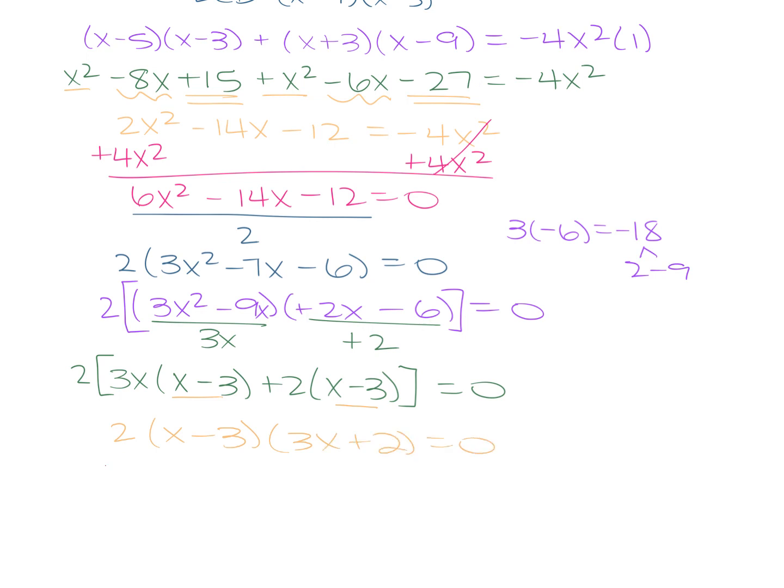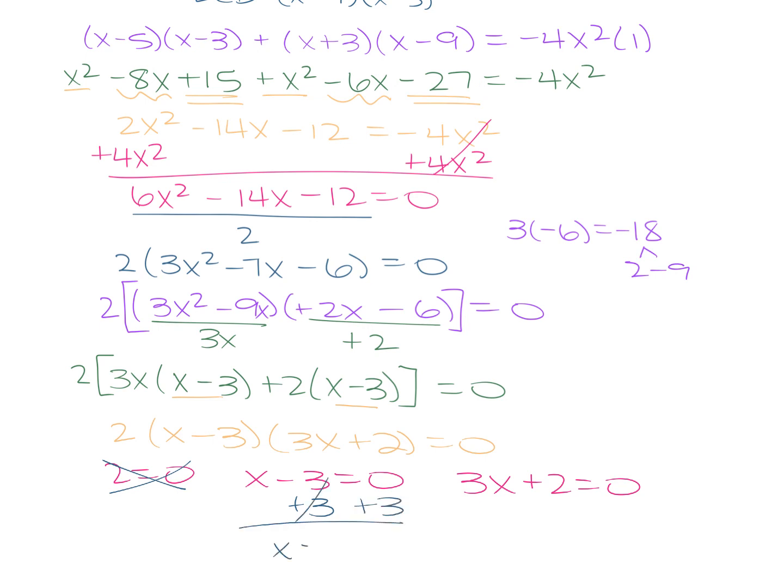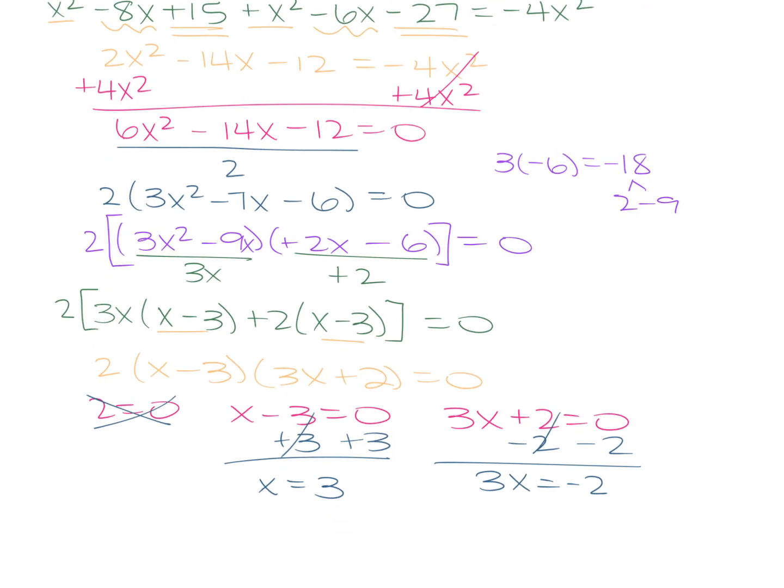We're going to set each part equal to 0 and solve. So 2 is equal to 0, x minus 3 is equal to 0, and 3x plus 2 is equal to 0. The 2 is equal to 0. It's a false statement. Cross it out. Don't work with it. The x minus 3 is equal to 0. You're going to add the 3 over to get x is equal to positive 3. The 3x plus 2 is equal to 0. Subtract your 2 over, and you have 3x is equal to negative 2. Then divide the 3 on each side to get that x is negative 2/3.